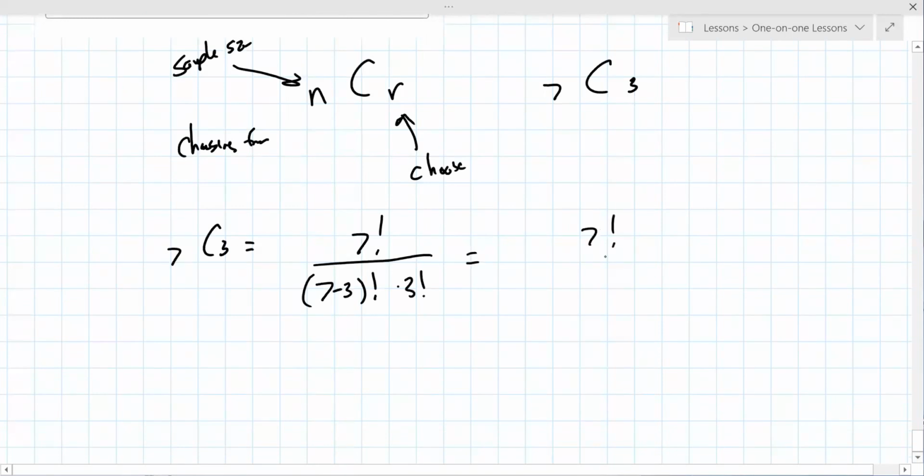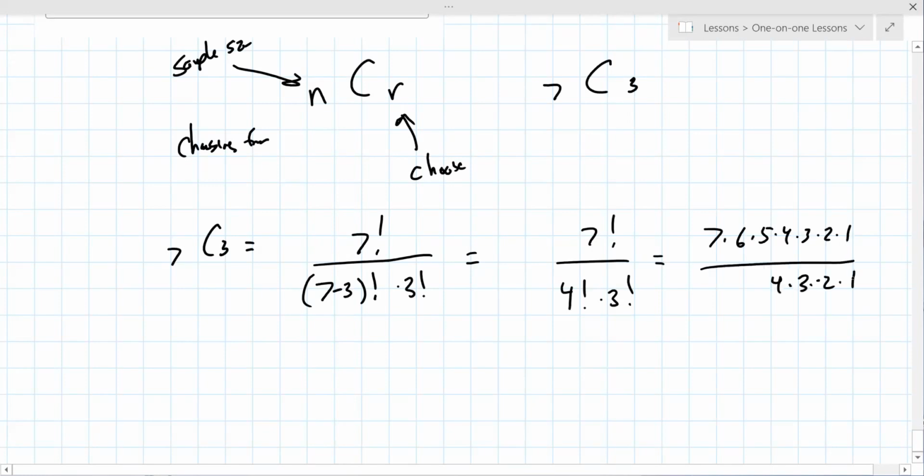So that's 7 factorial over 4 factorial times 3 factorial. 7 factorial is 7 times 6 times 5 times 4 times 3 times 2 times 1. 4 factorial is 4 times 3 times 2 times 1. And then 3 factorial, I'm going to write over here, 3 times 2 times 1.